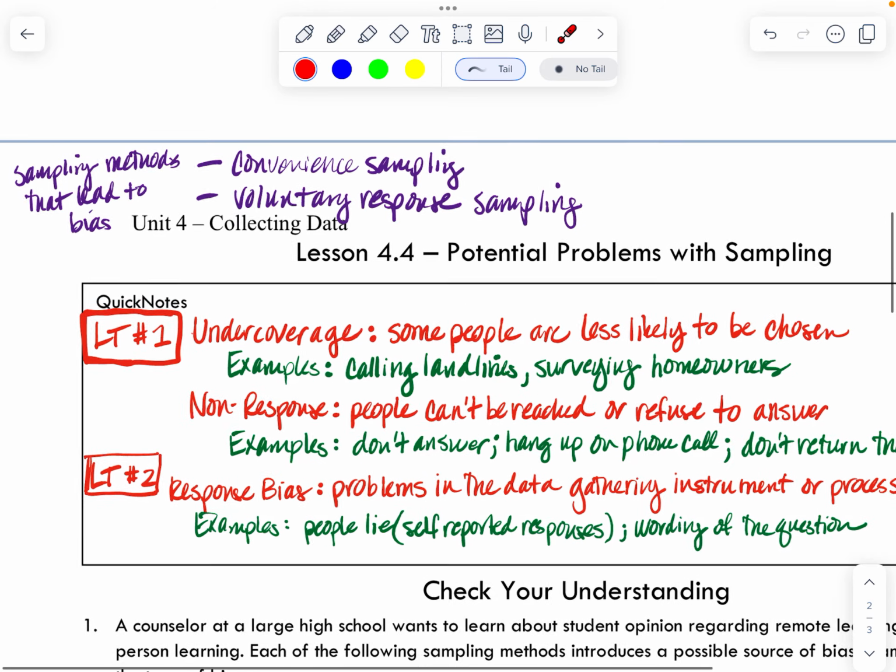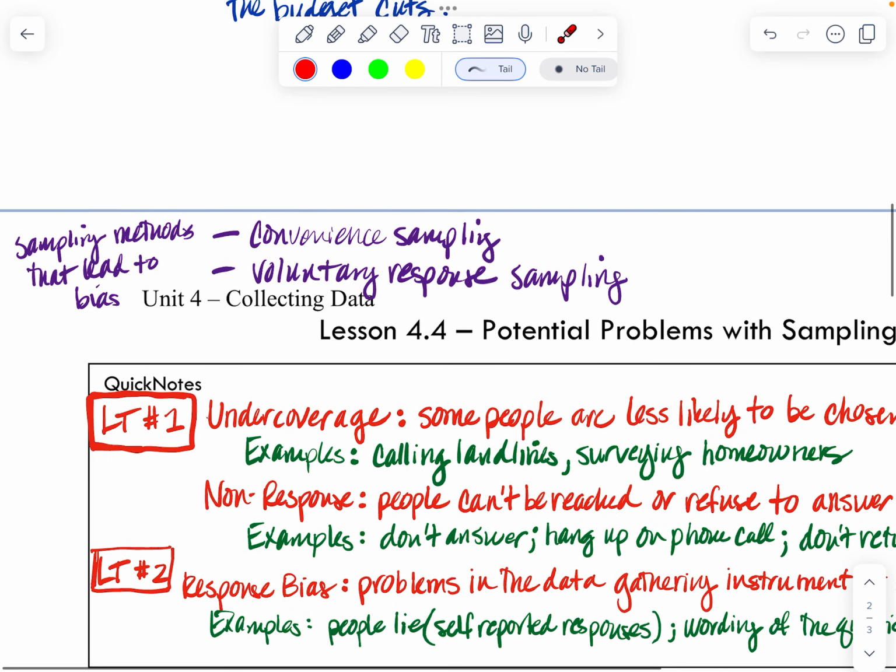All right, so one thing that I want to make sure we're aware of, back when we did the Beyonce lesson, like on does Beyonce write her own lyrics, and we took those samples, we did the convenience sample, and then we also talked about voluntary response. Those were two places that bias can show up. So just to write that at the top, there are two sampling methods that can lead to bias, okay?